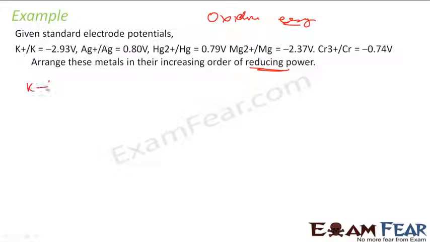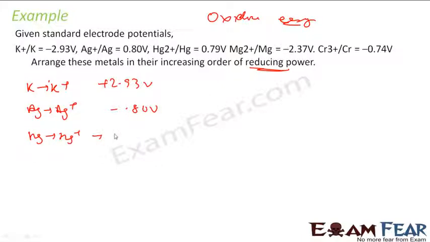So oxidized K to K+ will be what? It is K+ to K was minus 2.3 volt, so it will be plus 2.93 volt. Similarly, silver to silver+ will be what? It will be minus 0.8 volt. Correct? Just flip it. Hg to Hg+ will be what? Minus 0.79 volt. Mg to Mg2+, sorry, Mg2+ to Mg will be what? Plus 2.37 volt.